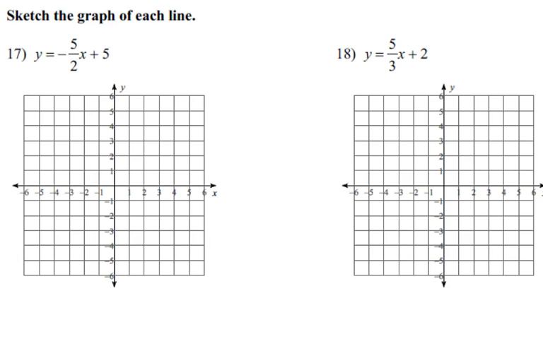Alright, now kind of some review. Sketching graphs, slope-intercept form. Remember y equals mx plus b. b is your y-intercept, m is your slope. Take a couple minutes, do these two.